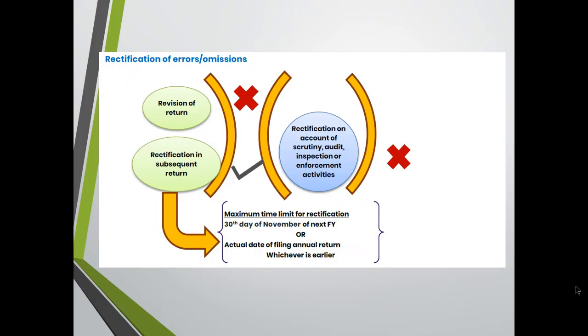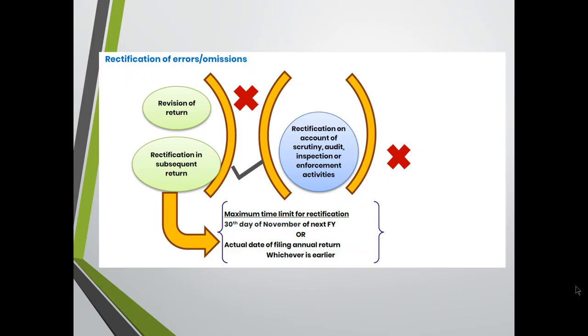In the same way, suppose you had mistakenly given 1 lakh instead of 80,000, meaning 20,000 extra. That can be edited in subsequent returns. So in this way, you can do these rectifications in a subsequent return. Current year return rectification is not possible.